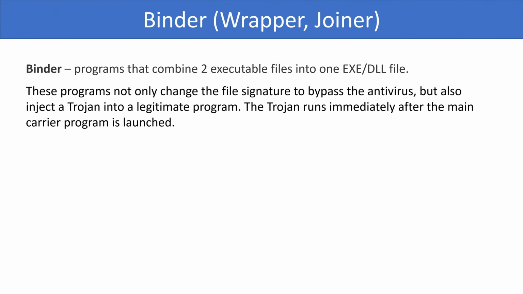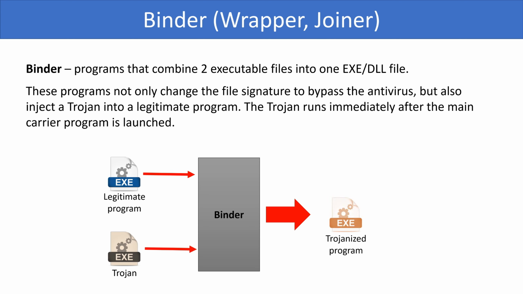Also, you should know about other types of programs commonly used by hackers. They're known as binders, wrappers, or joiners. Their principles of operation differ slightly, but they achieve the same result. With these programs, you can inject a virus or another program into a legitimate executable file. As a result, you create a trojanized program that can function normally, but when the infected file is executed, the malicious file is activated as well.